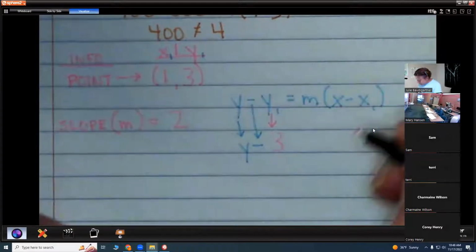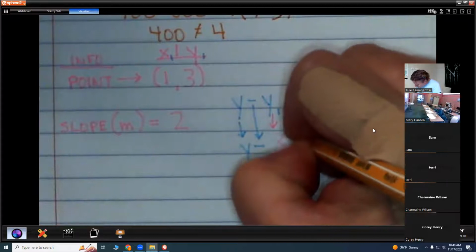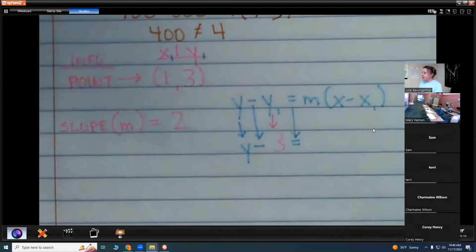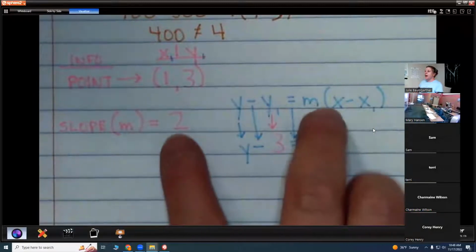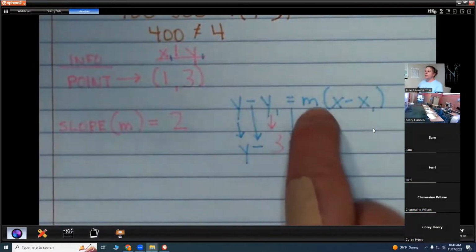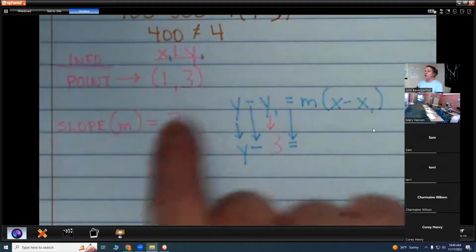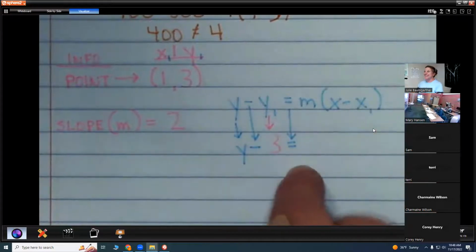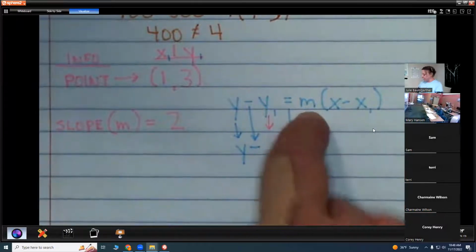Does this help, Corey? Good, okay? All right, my equal sign is going to come down. Now my next piece, I need to insert 2 for slope, because that's the other piece of information I have to know in order to create this style of linear equation, okay? And yeah, slope is kind of the star of the linear equation.